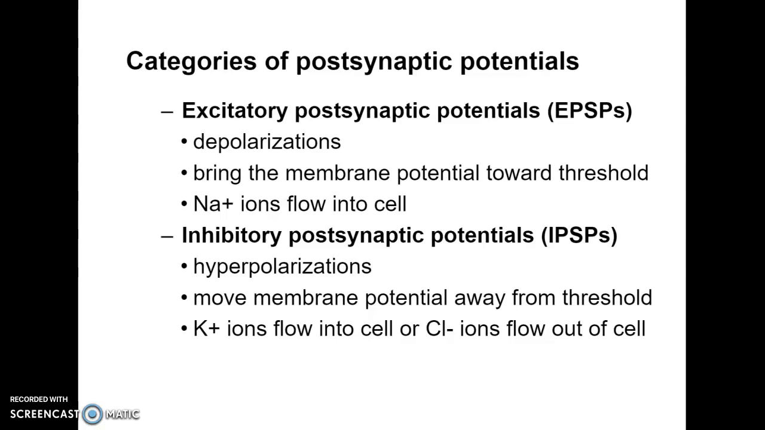So excitatory postsynaptic potentials are depolarizations bringing the membrane potential closer to threshold and are caused by sodium ions flowing into the cell. Inhibitory postsynaptic potentials, or IPSPs, are hyperpolarizations, and they move the membrane potential further away from threshold, making it less likely to have an action potential. They are caused by either potassium ions flowing out of the cell or chloride ions flowing into the cell.